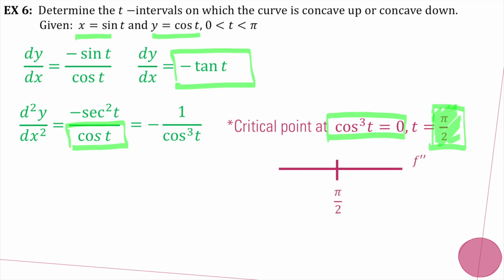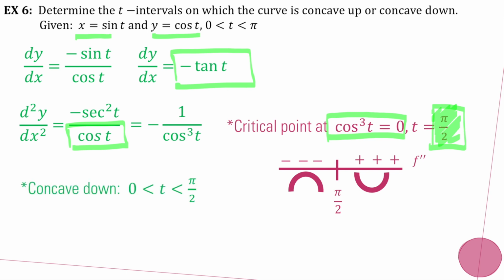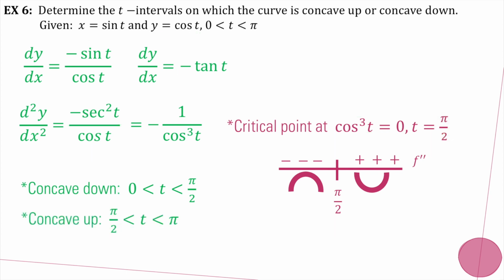So we'll put a little picket fence together here. And to the left of pi over 2, if I plug in maybe 0 or something, I have a negative double derivative. If I plug in something greater than pi over 2, I have a positive double derivative. So I've got concave down up until pi over 2 and concave up past pi over 2. So we know that our graph is concave down between 0 and pi over 2. And it's concave up from pi over 2 to pi.